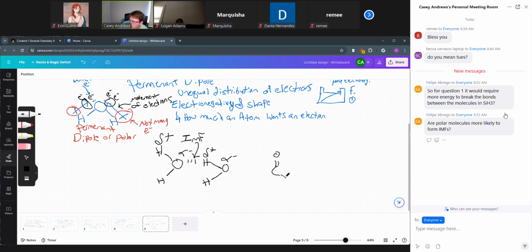I can show another example. C double bond O. That is a polar molecule. The oxygen is going to have the negative bit. The carbon will be the positive bit. So when two of these molecules interact, again, it's going to be that the carbon of one molecule interacts with the oxygen of another because they're opposite charge.